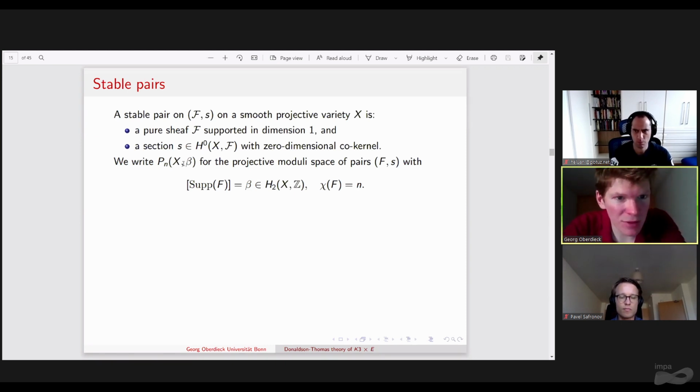And then there are two data we keep track of here. This is the class of the support of our sheaf, so this curve class beta, and then also the Euler characteristic, which is what we call n.